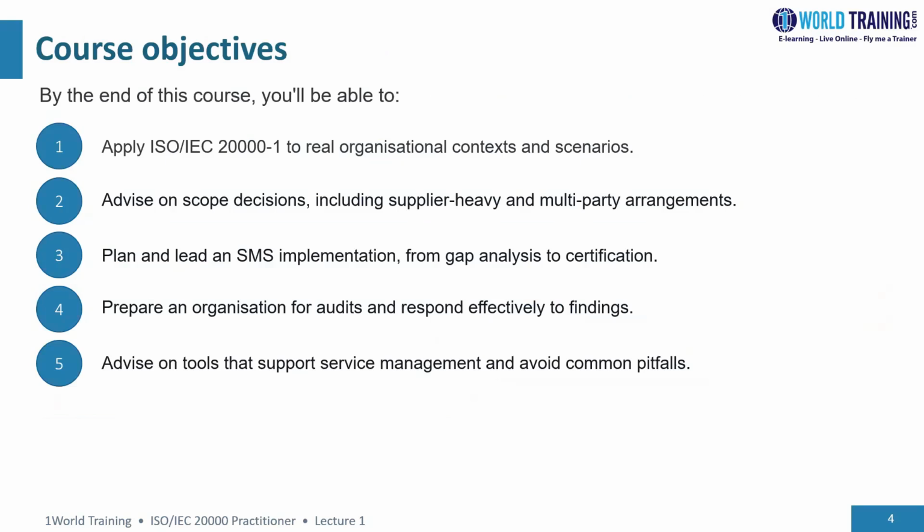Course objectives. So we have 5 practitioner level course objectives. Notice the verbs: apply, advise, plan, prepare. Practitioner is about doing, not just knowing. First, apply ISO IEC 20000 to real organizational context and scenarios. And by the end, you should be able to look at a real organization situation and identify which clauses apply, what the requirements imply, and what action would meet them.